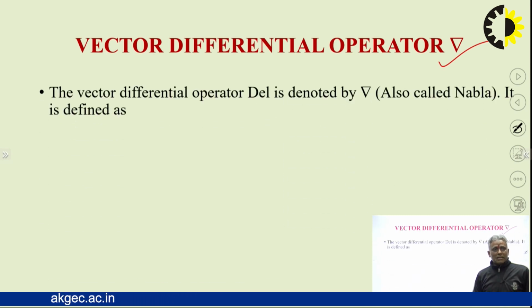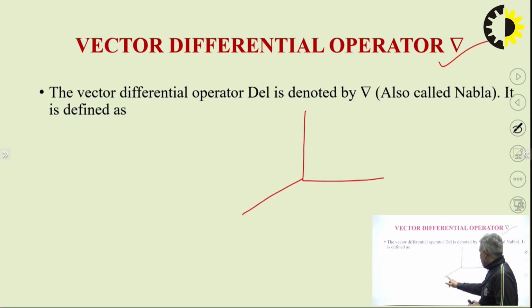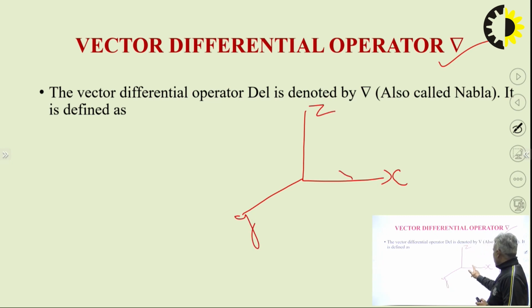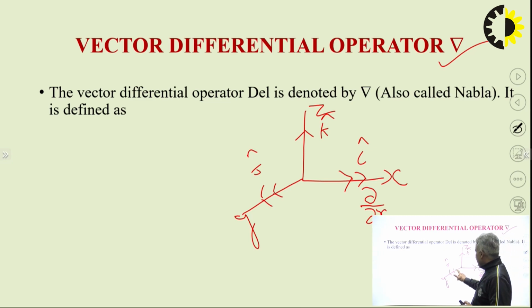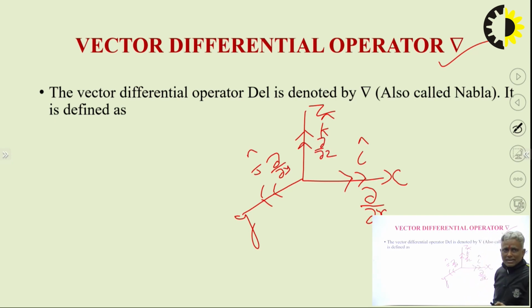Now what is the vector operator here? Suppose we have a three-dimensional system. Suppose this is x, this is y and this is z. In this direction we use i cap, in this direction j cap and in this direction k cap. The motion of the particle along the x-axis is denoted by the partial derivative with respect to x, in the same way the motion in the y direction by del over del y, and in the same way del over del z. So with the help of these axes, right?